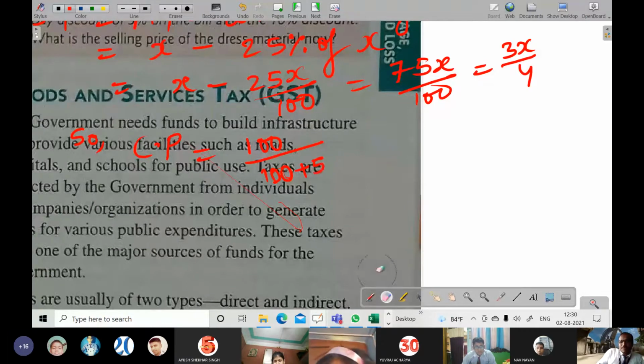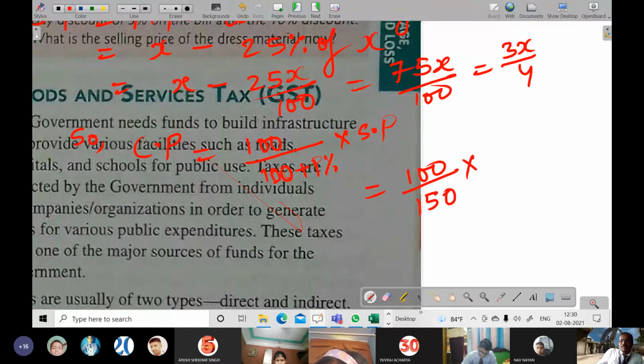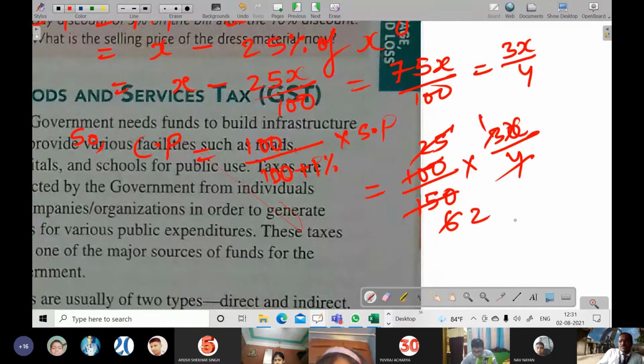Okay, profit percent, P% I will be writing. Profit percent into SP. So you will be doing how much? 100 by 150, because profit percent is 50. So 100 plus 50 is 150 by 3x by 4. So of course 25. 25 6 is 150. So 3 1 is 3. 1 by 2x. So it will become x by 2x, or 1 by 2x.